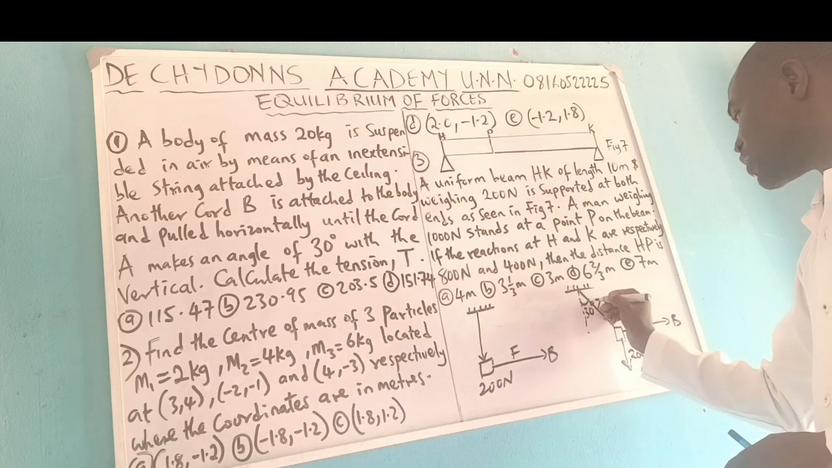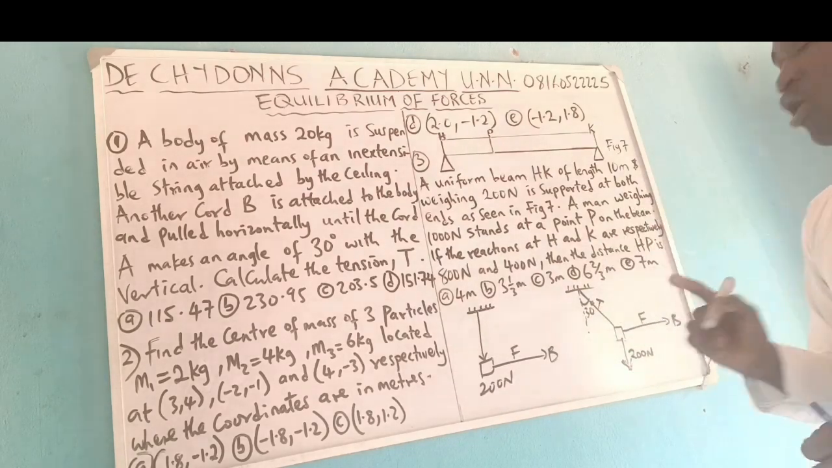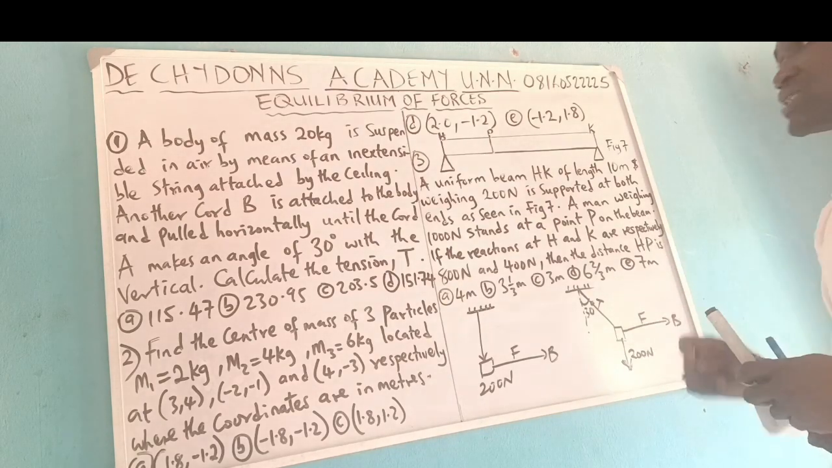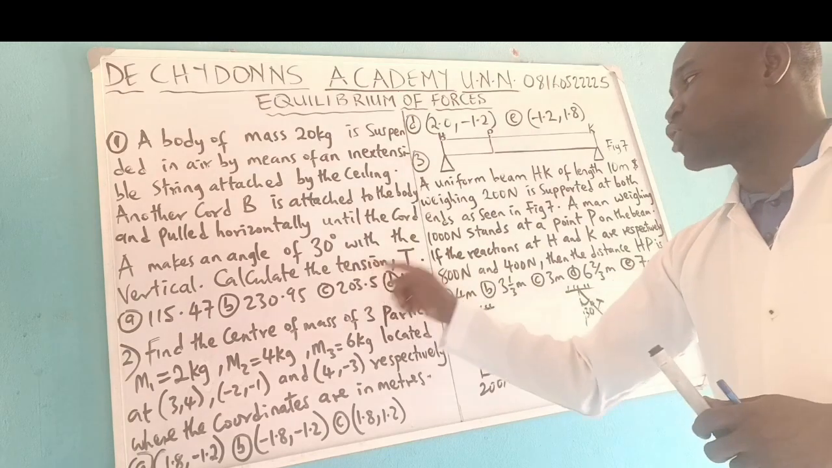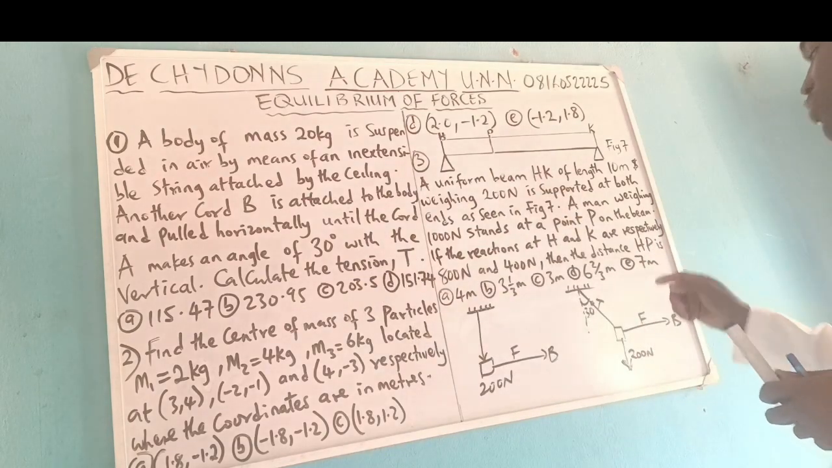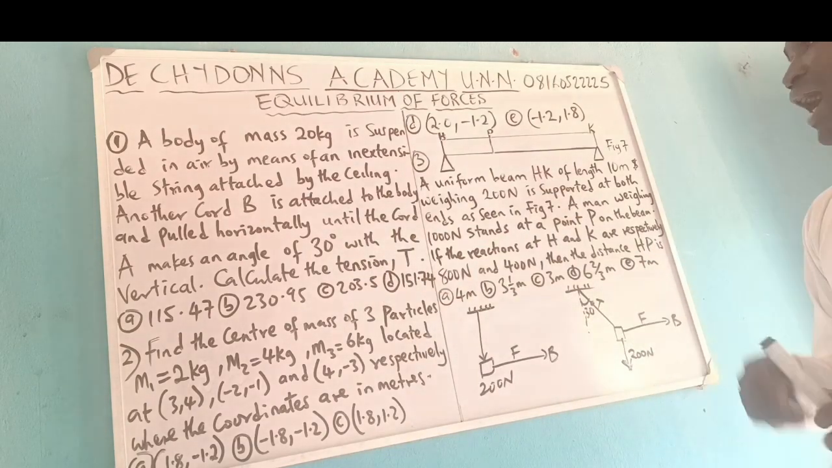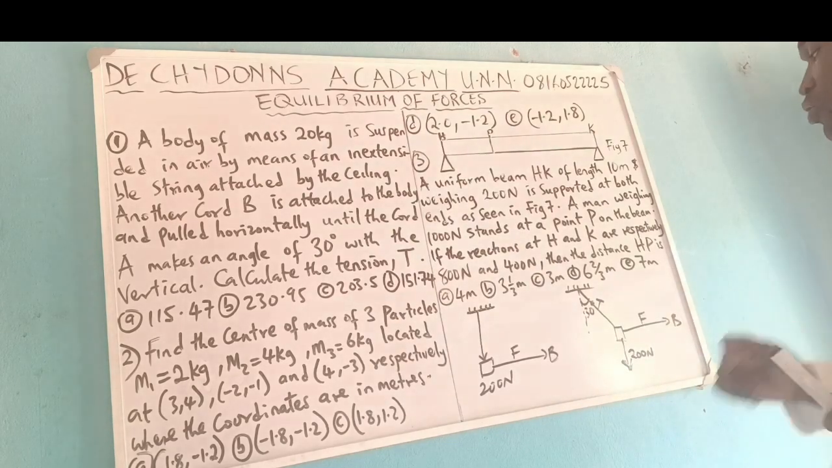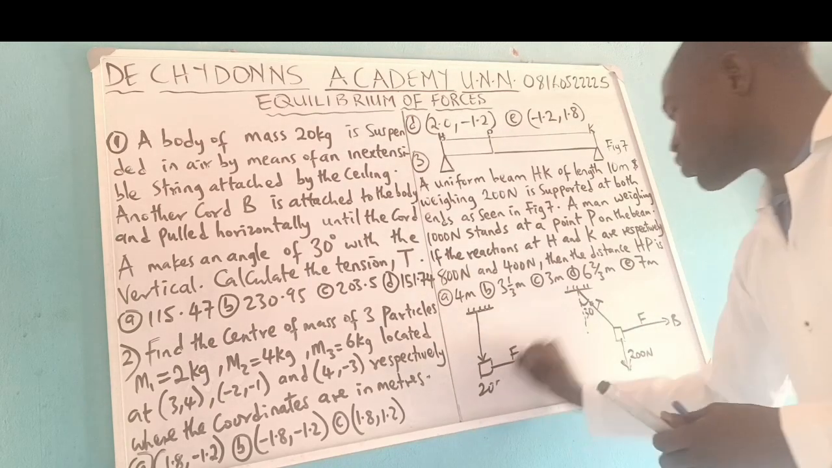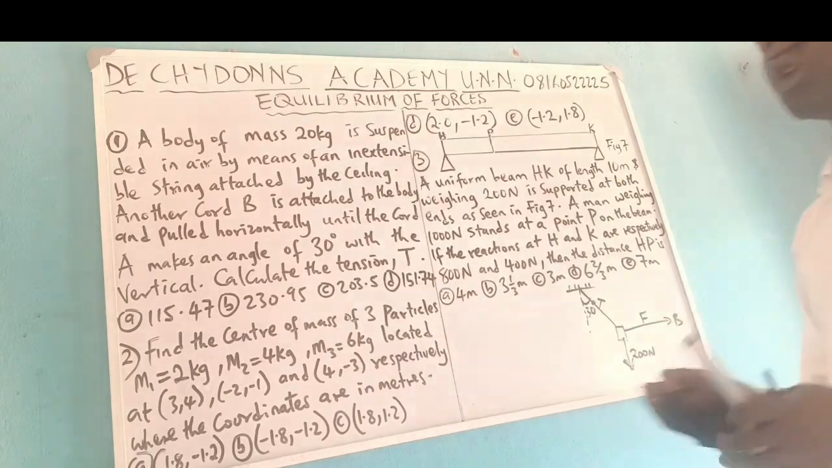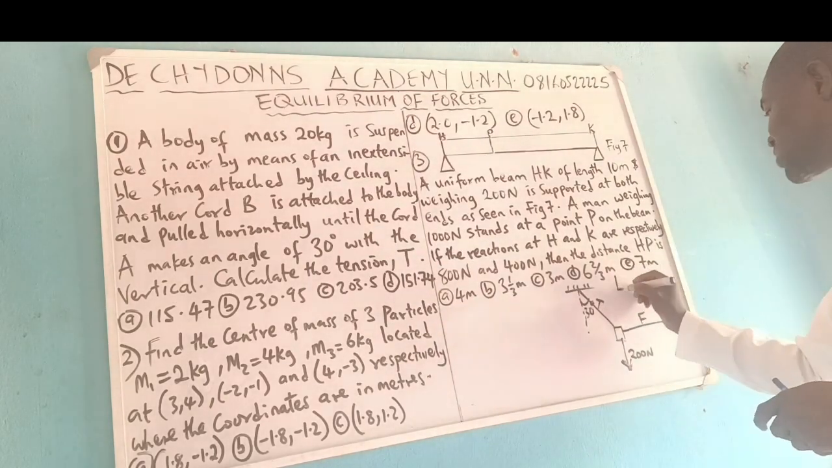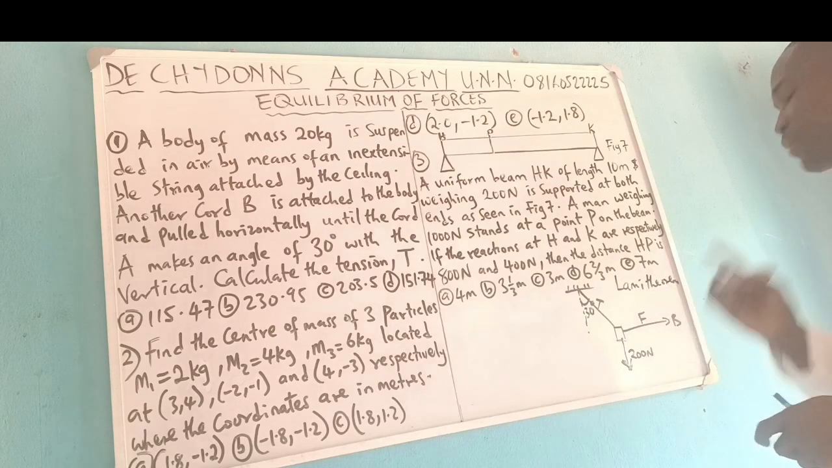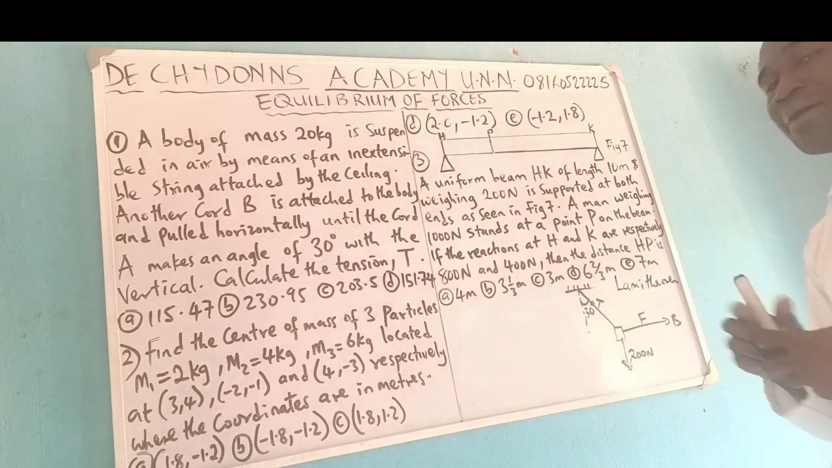Because the tension is on that string, or on that cord, so to speak. Now, we are asked to calculate the tension T. To find this tension T, another question can say find the force F. Let's see how to get it. To find it, you use a theorem called Lami's theorem, if you want to get it as fast as possible.